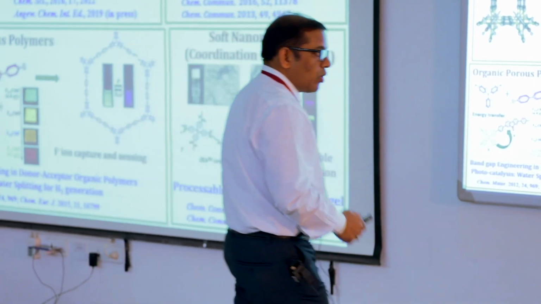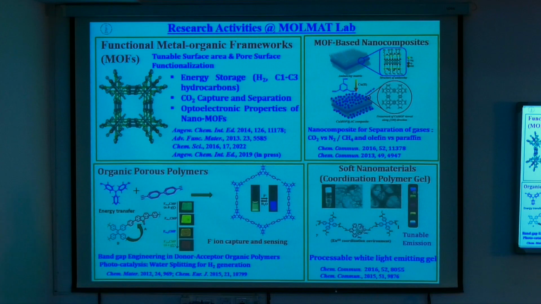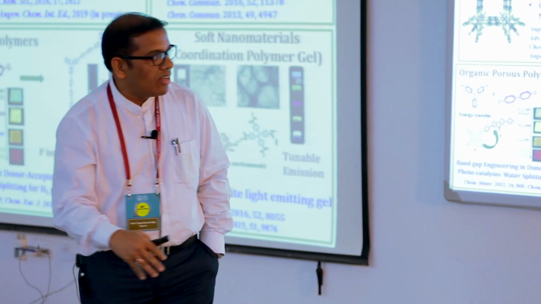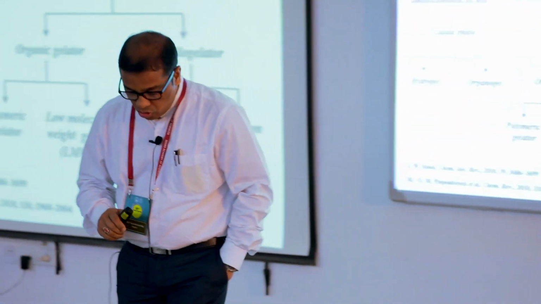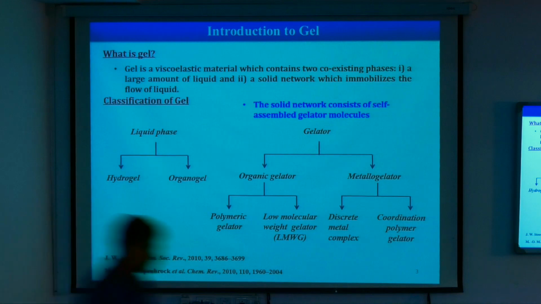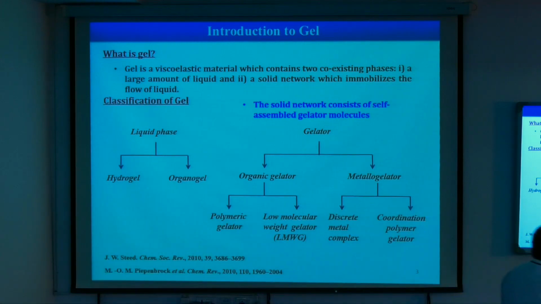So we came up with the idea of whether you can use these kind of organic linkers as low molecular gelators and self-assemble them with the metal ion, so you can get a soft processable material, which I'm going to talk about today. Before that, for this audience, what is a gel?